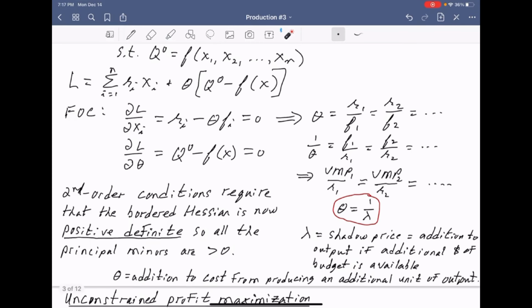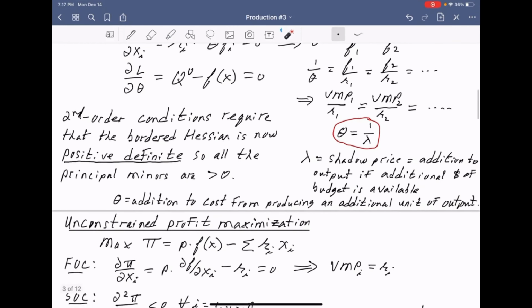And that's important to keep in mind. Again, the second order conditions require that the bordered Hessian is now positive definite, so that all the principal minors, the determinants, are greater than 0. Now, returning here quickly, we find that this lambda is the shadow price, or the addition to output if an additional dollar of budget is available. So it asks how much more can we produce if we increase our budget by $1. Theta, the other Lagrange multiplier, is then interpreted as the addition to cost from producing an additional unit of output. And again, theta is equal to 1 over lambda.